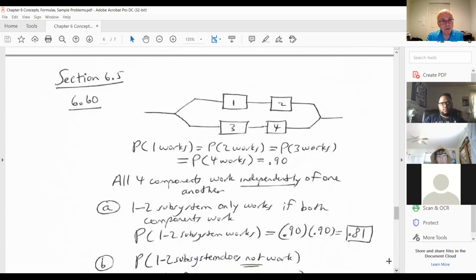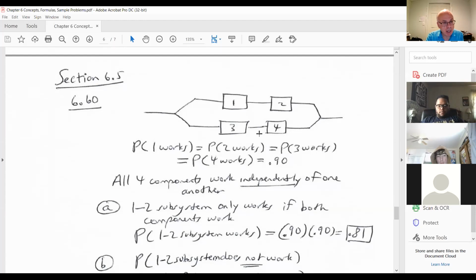And then in section 6.5, this is one that I like because it really tests your understanding of independence, even though it has nothing to do really with statistics. But it's sort of like a little engineering problem, if you can think about it that way. Here's a system, and this system has two parallel subsystems, you can call them. Subsystem 1, 2, and subsystem 3 and 4. Picture something like this. And it says all four of these components act or work independently of one another.